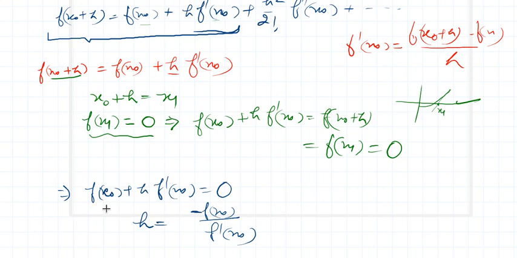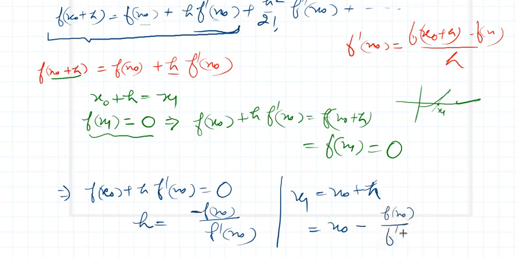ठीक है, तो अब x1 क्या था मेरे पास? What is x1? x1 is equal to x naught plus h. ये क्या आ गया? x नॉट प्लस h की वैल्यू क्या थी? माइनस f ऑफ x नॉट डिवाइडेड बाई f प्राइम x नॉट. So that means now I have derived the same formula using Taylor series.